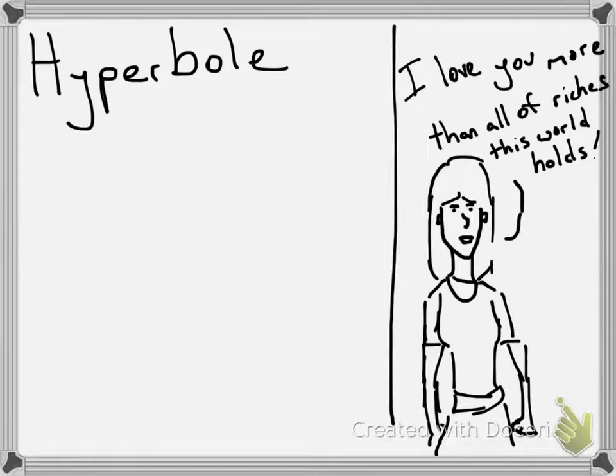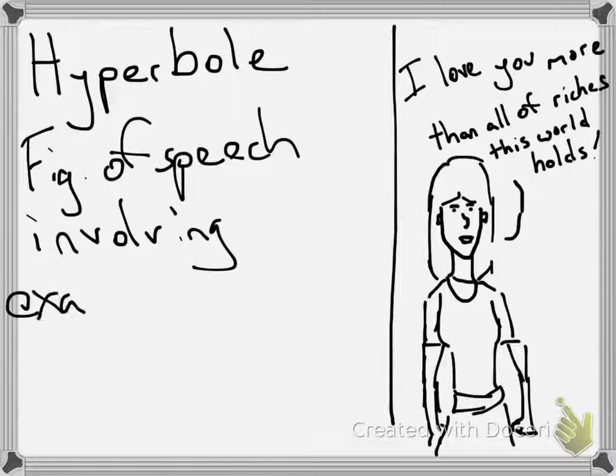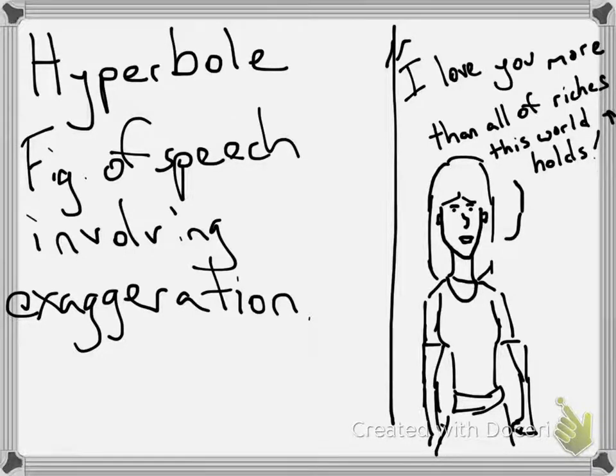First of all, we have hyperbole. It's a figure of speech involving exaggeration. So you're exaggerating for effect. For an example, I have this, and it's a translated quote from a poem. I love you more than all of the riches this world holds. So they're using exaggeration to explain how much they love somebody.